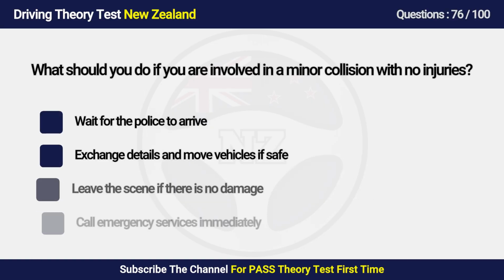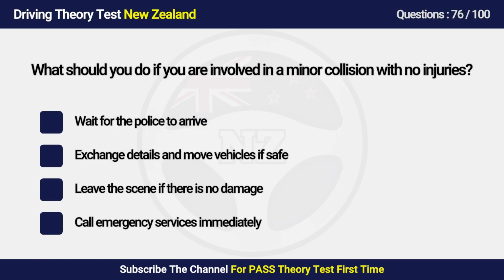Question 76. What should you do if you are involved in a minor collision with no? A. Wait for the police to arrive. B. Exchange details and move vehicles if safe. C. Leave the scene if there is no damage. D. Call emergency services immediately.